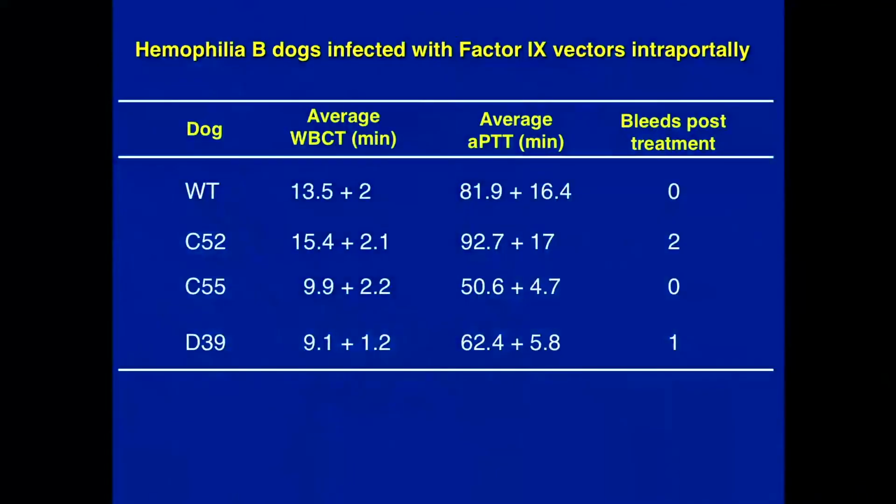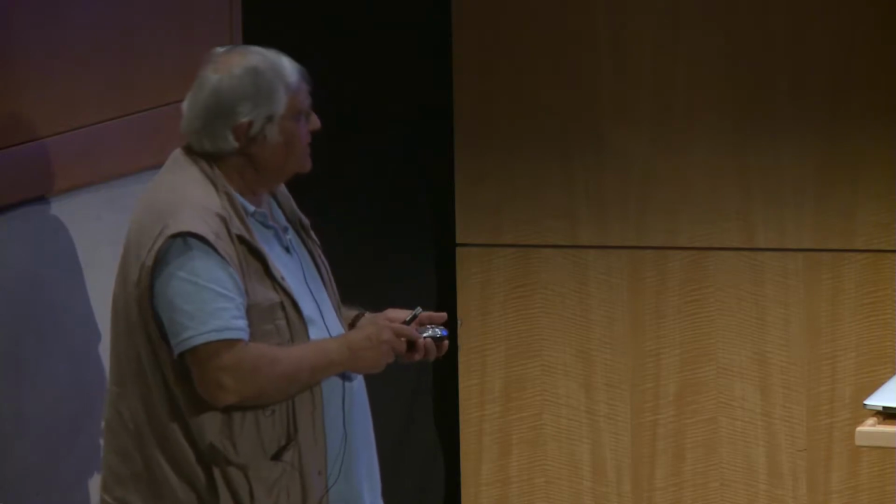The wild type had no bleeding incidence. C52, C55, these are the names of the dogs. It's an expensive experiment because dogs are hard to maintain for a long period of time. And this one had 2 episodes, none. D39, I'm told, is still alive. So all these years, it hasn't bled for a long period of time. So clearly it worked. So we were really excited. We think this is the time now to start thinking of a human gene therapy.